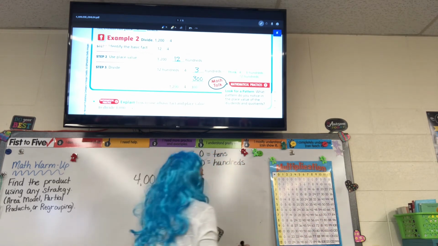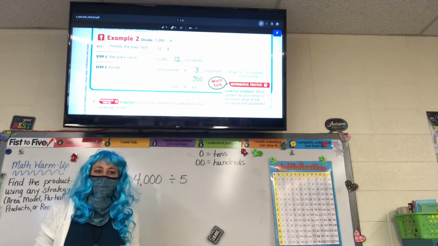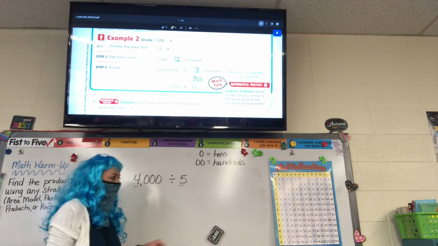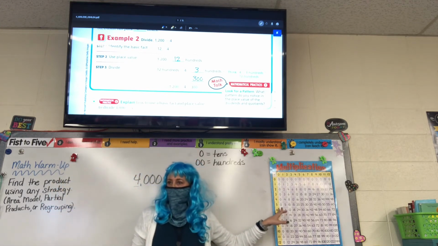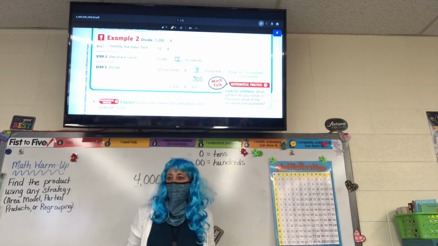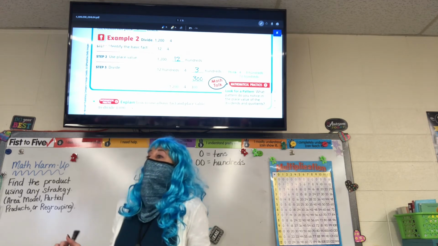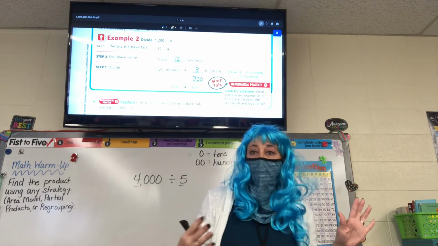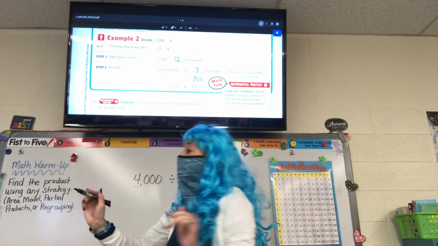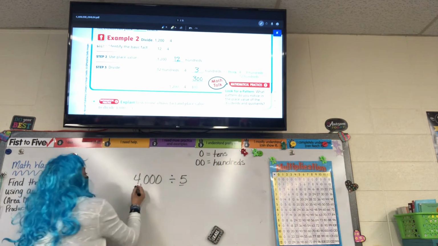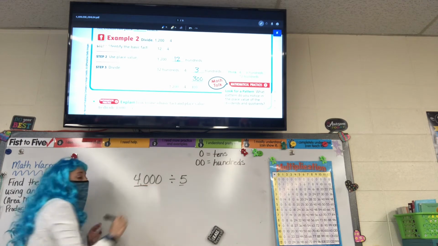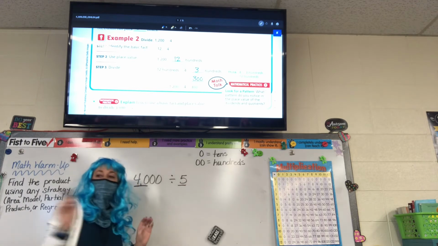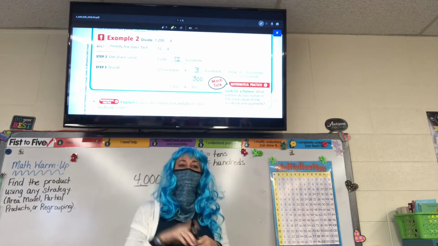We're going to the 5 row. What are we looking for? 4 divided by 5. If you go to the 5 row, is there a 4? No. Uh-oh. Because can you divide 4 cookies by 5 kids? No. But watch. Can you divide 40 by 5? Yes.